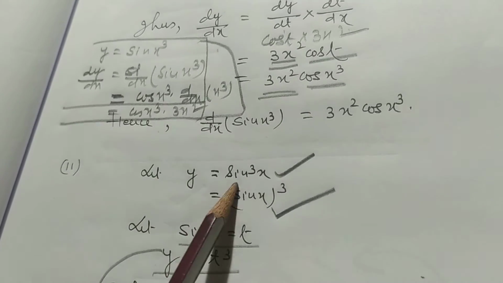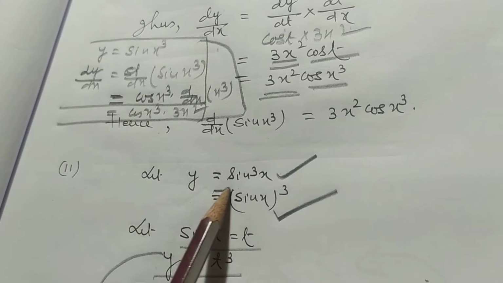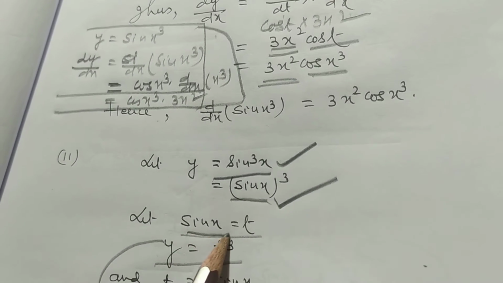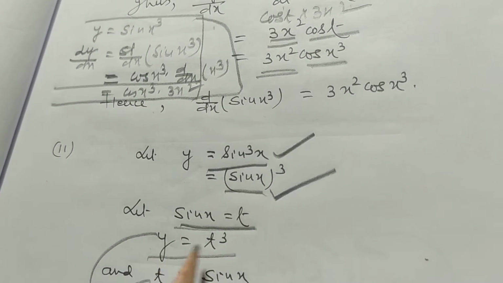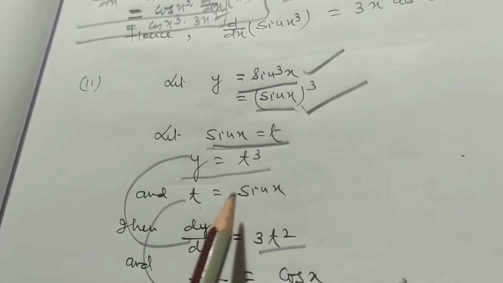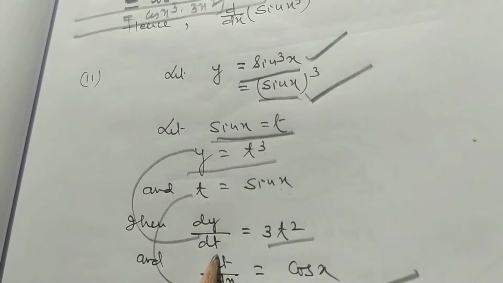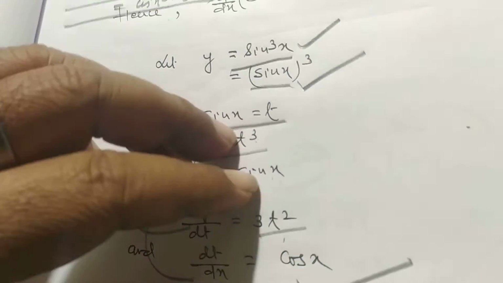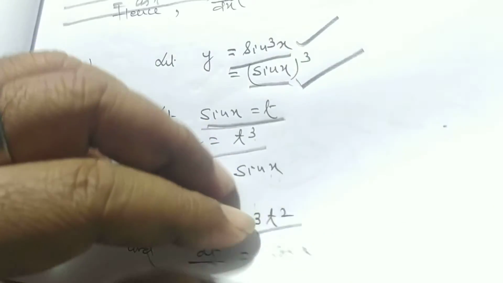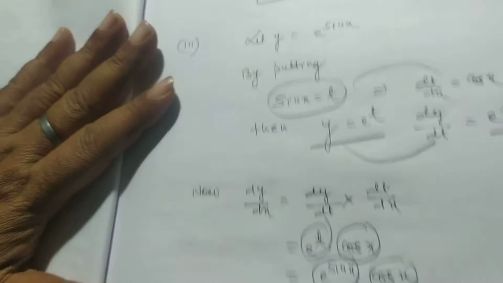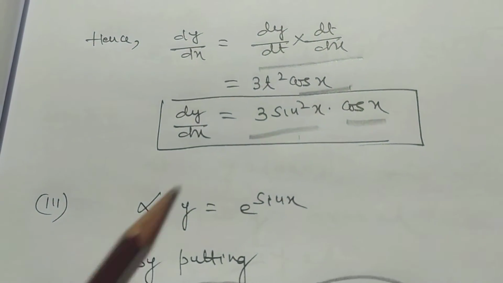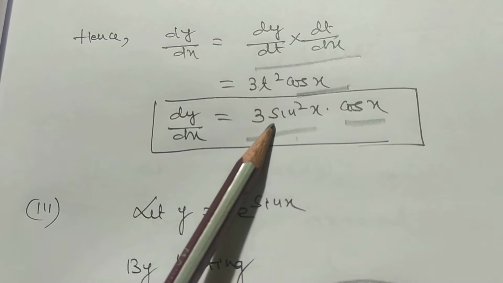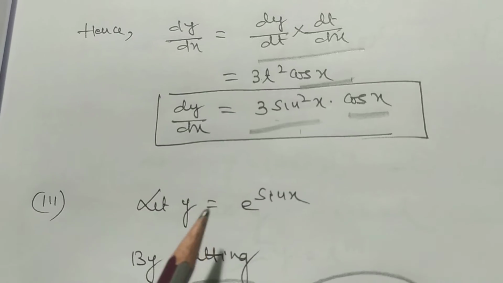Now y is equal to sine cube x, and sine cube x can be written as sine x to the power cube. Consider sine x is equal to t. So y is equal to t cube and t is equal to sine x. So dy by dt is equal to 3t square and dt by dx is equal to cos x. So dy by dx is equal to dy by dt into dt by dx, that is 3t square cos x, that is 3 sin square x into cos x.